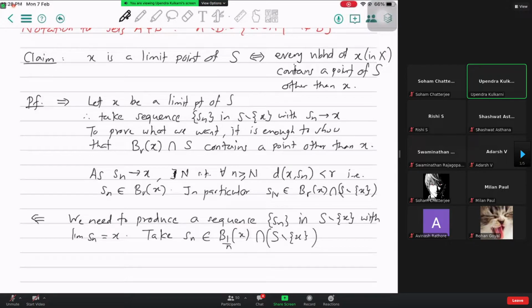The hypothesis guarantees that such a thing exists because this ball is a neighborhood and it contains a point of S other than X. So this intersection is non-empty. Just pick any point in that. Now, I'm just going to say, see that limit of Sn is equal to X. Why is that?